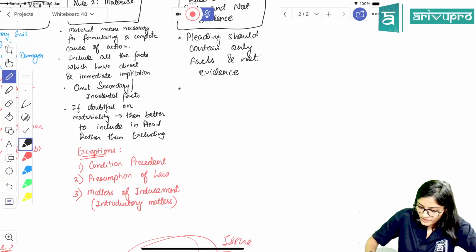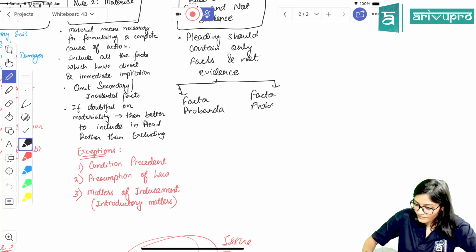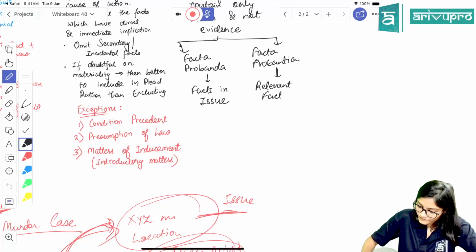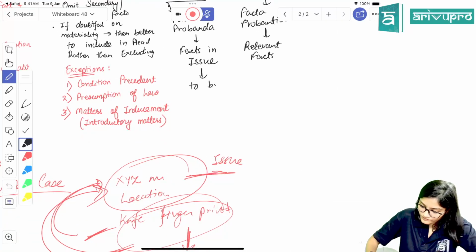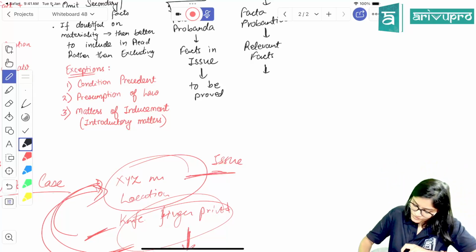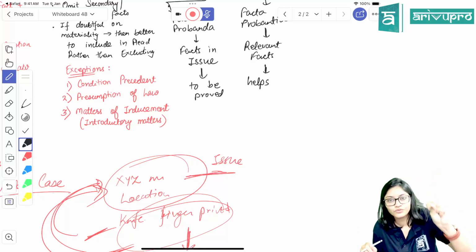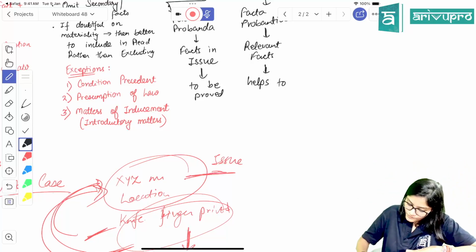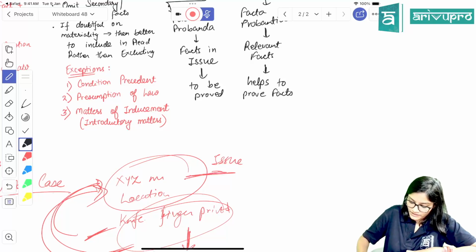Then two types of facts are there. One is what? Facta probenda, right? And another one is what? Facta probentia. Then facta probenda means what? The facts in issue. Facta probentia means what? Relevant facts, right? The fact in issue is to be proved. Facta probentia, you don't have to prove this. This helps to prove the fact in issue. Helps. Ultimately, the matter is the fact in issue only. Facta probenda is only the dispute. But this facta probentia will help you to prove the facts in issue or facta probenda.